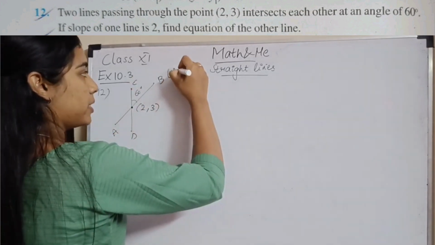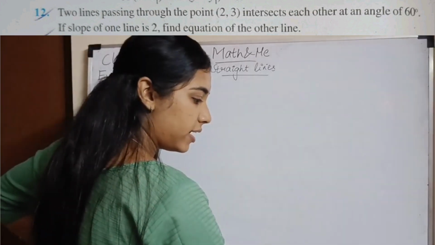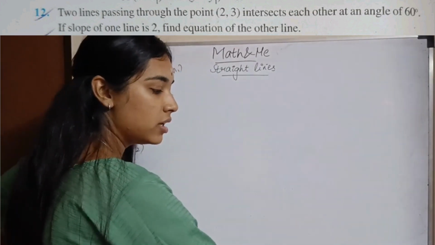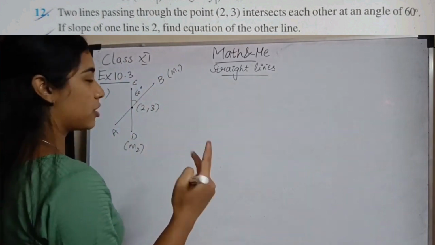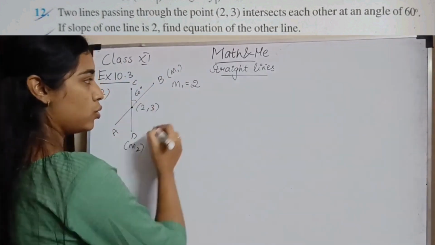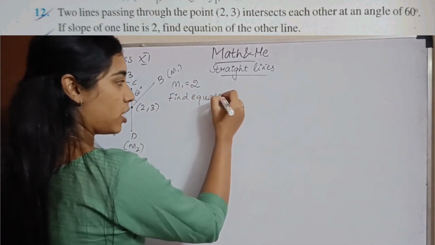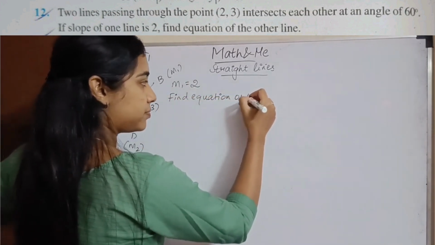So this one has slope M1, this one has slope M2. So it is given that slope of one of the line is 2. Find the equation of the other line. So slope of one of the line is given to be 2. Find the equation of the other line. So how do you approach this question?